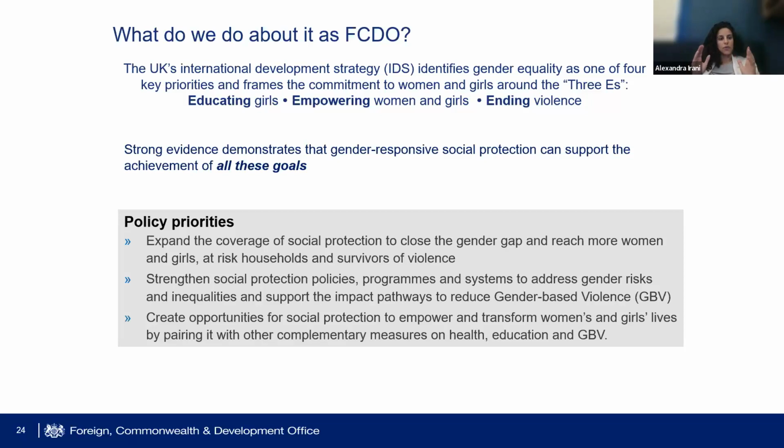Second of all, working and focusing on strengthening policies and systems. And so also an approach the UK has been taking this year is that of patient development and also of focusing on working directly with governments to ensure sustainable reform and meaningful impact. And finally, creating opportunities to complement social protection instruments and programs with other complementary measures such as health, education, and GBV. Next slide, please.